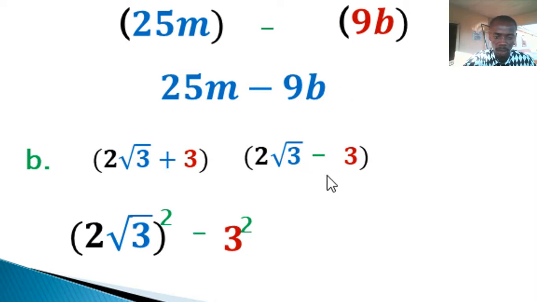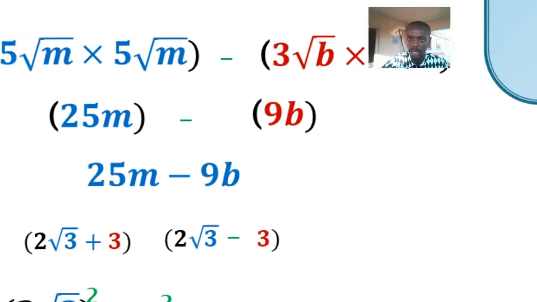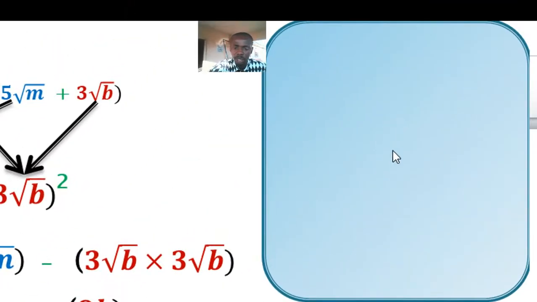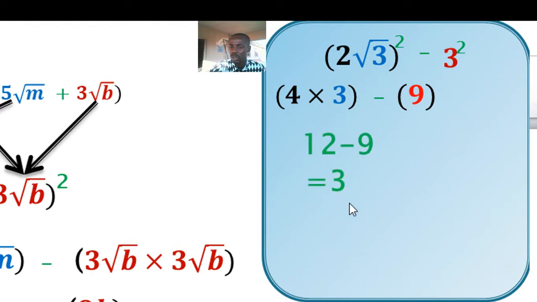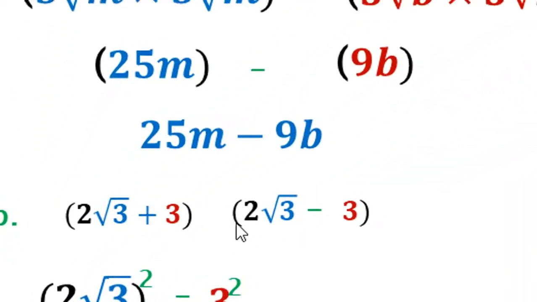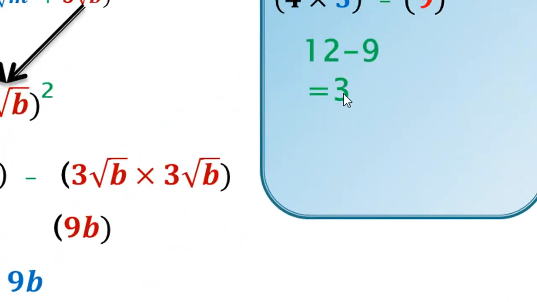Alright, let's finish the remaining part in this pale blue box. So I'll be having 2 root 3 squared minus 3 squared, and from 2 root 3 squared I'm having 4 multiplied by 3, then minus from 3 squared I'm having 9. So 4 multiplied by 3 gives 12, then minus 9, and my final answer is going to be 3. I believe that is understood. So the product of these two conjugates gives 3.